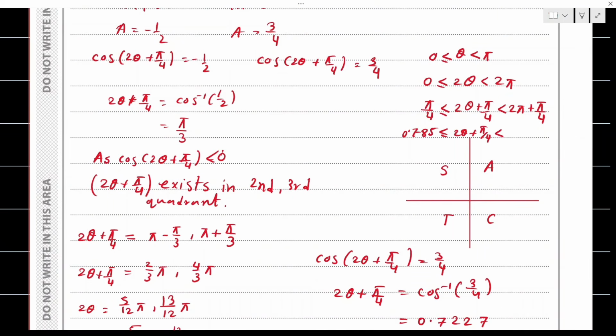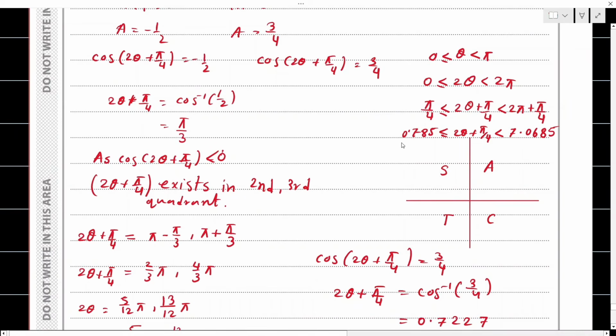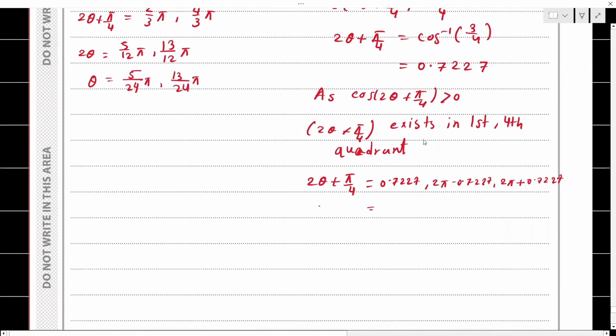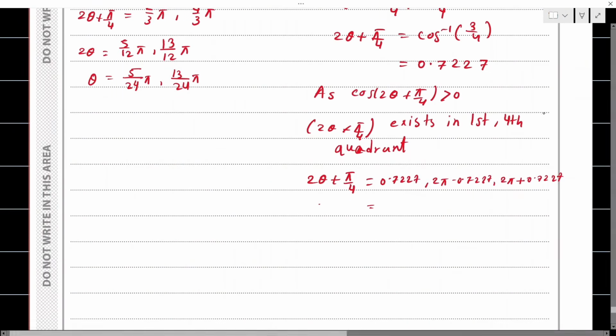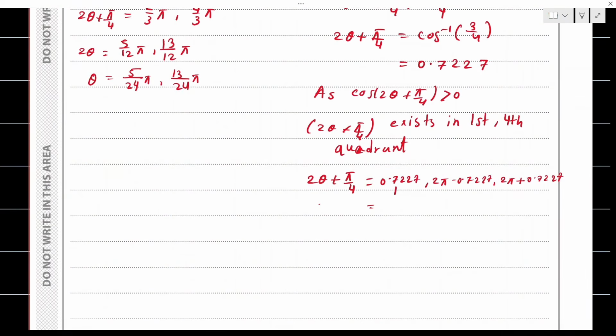And we see that 2 pi plus pi by 4 is equal to 7.0685. So from this I can clearly see that as our range is greater than 0.785, we cannot have 0.7227 as a valid angle. So this is not applicable. So the other two can be applicable because the other two will be within this range.